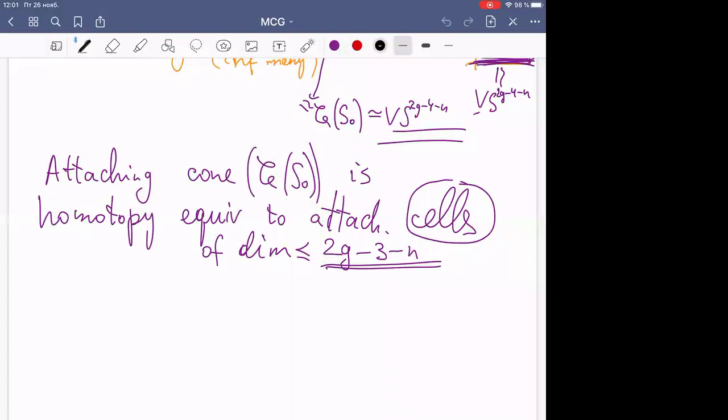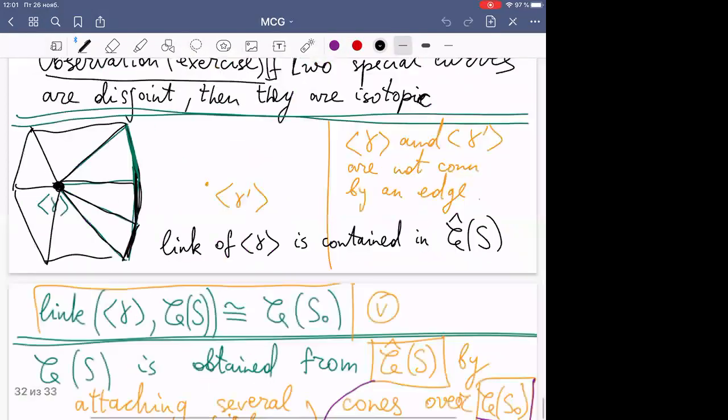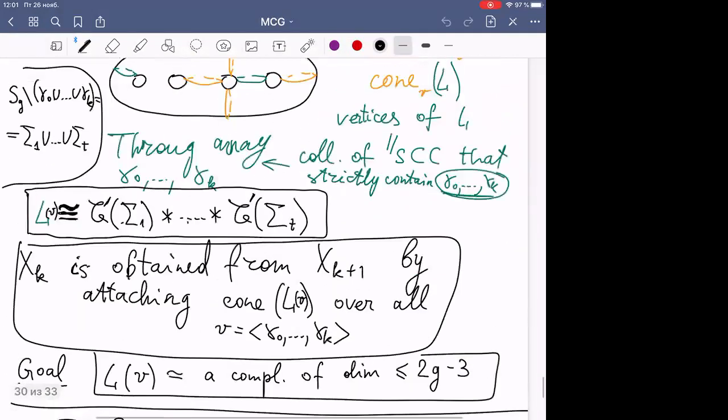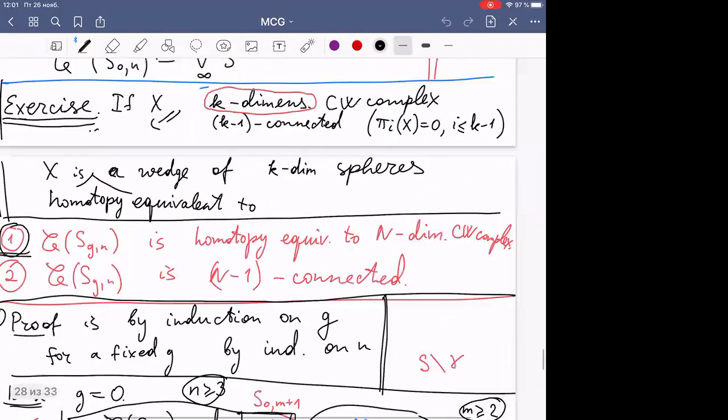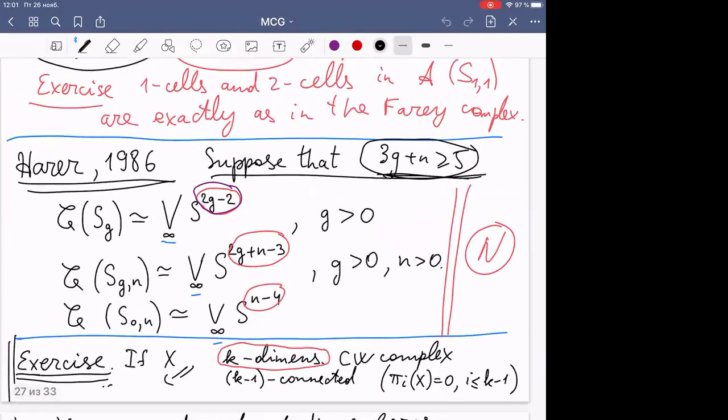Well, last time I would like to recall that the general theorem which we are proving is this theorem by Harer, claiming that the curve complex is homotopy equivalent to a wedge of spheres of a certain dimension, as is written.